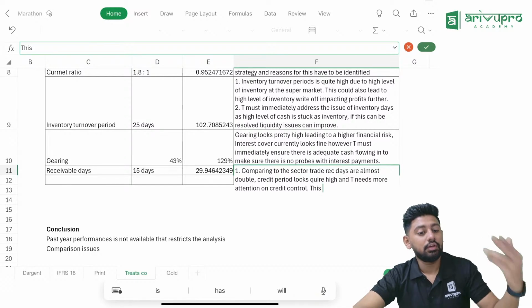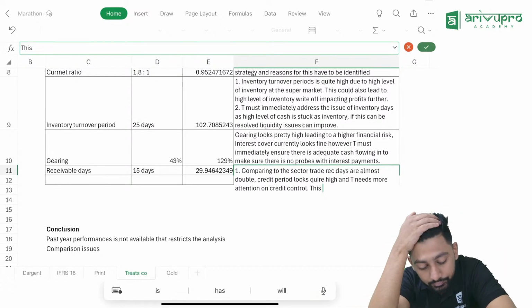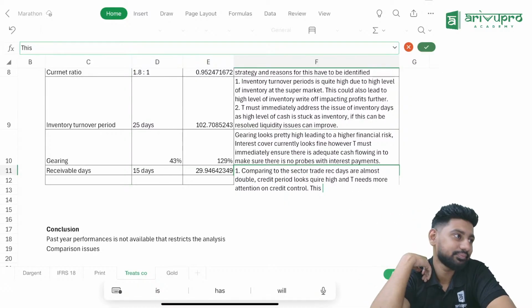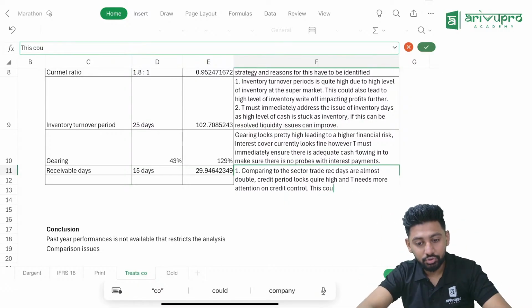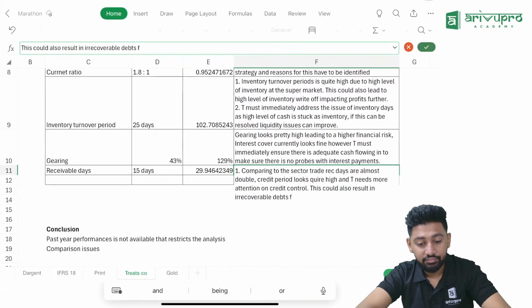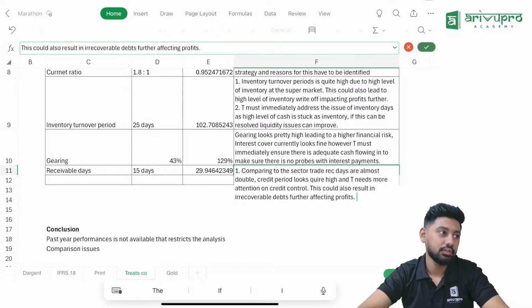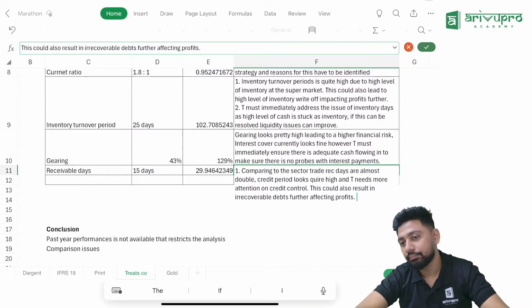High receivable days could also result in what? Bad debts. This could also result in irrecoverable debts, further affecting profits.